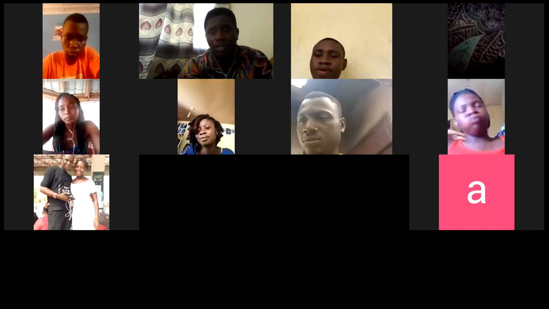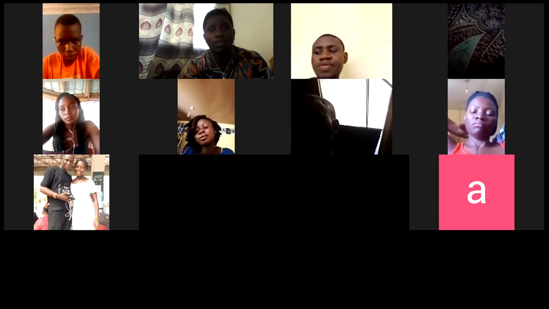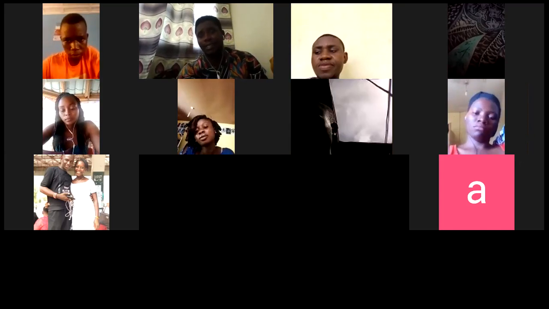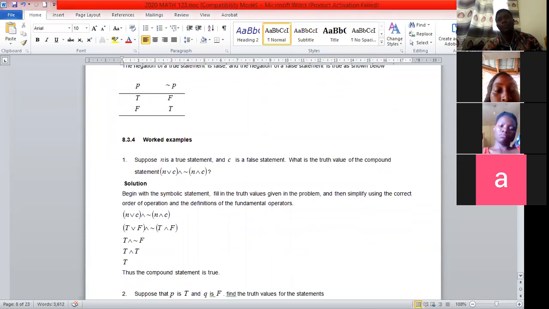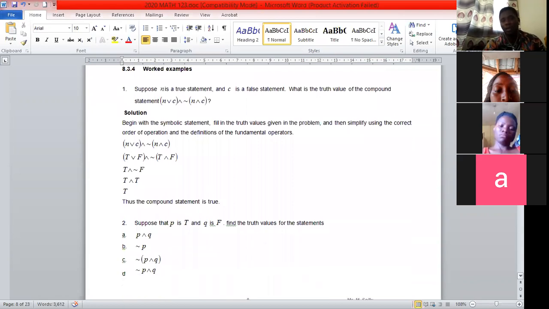The final aspect of what I want to share today is this. I encourage you all to pay keen attention. Here is a worked example of all I have shared. Suppose n is a true statement, meaning the value of n is true, and c is a false statement. What is the truth value of the compound statement? Have you seen that one? You have the parentheses n or c, and not equals to n and c.